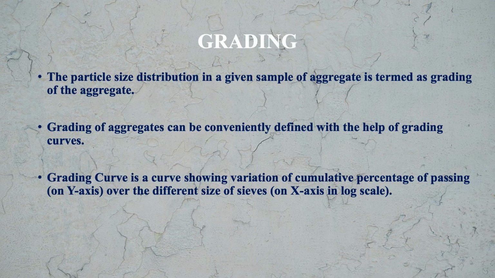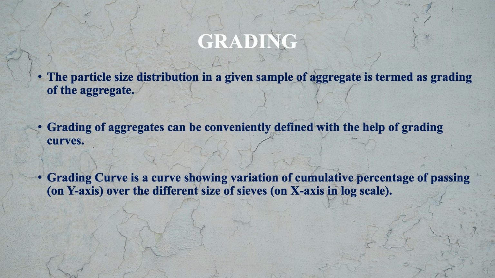Now let us move to grading. What is grading basically, and how are the sieve analysis results used for grading? The particle size distribution in a given sample of aggregate is termed the grading of aggregate. Meaning if you distribute the particles of different sizes, simply this will be called the grading of aggregate.